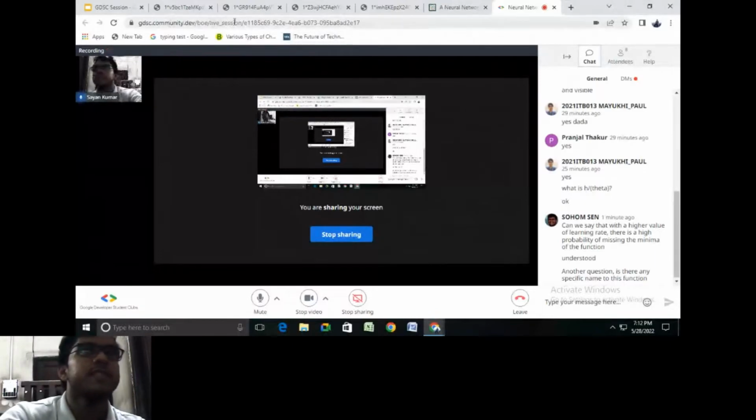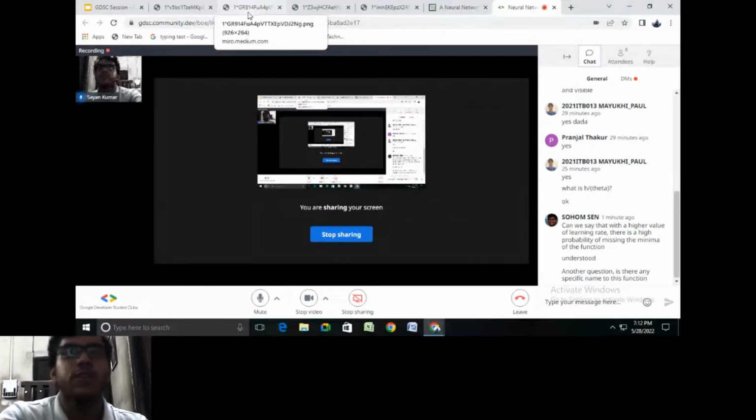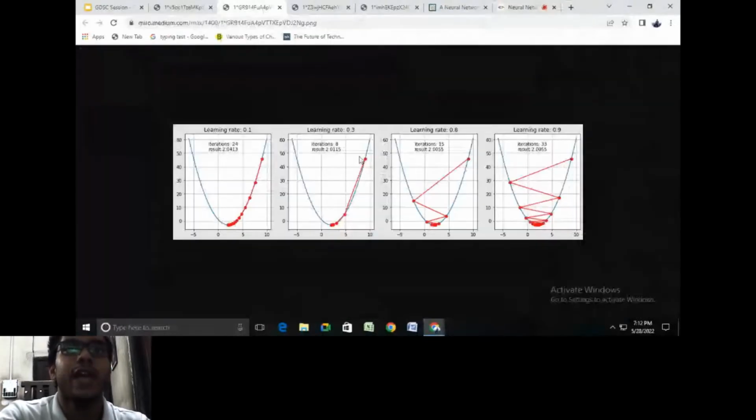No, there is no specific name to this function. As I have said, this is the cost function that we are trying to calculate the gradient on. This function does not have any specific name. This is just a very simple function that we are using as an example. But the functions may be quite different, and the functions may be quite difficult to interpret.